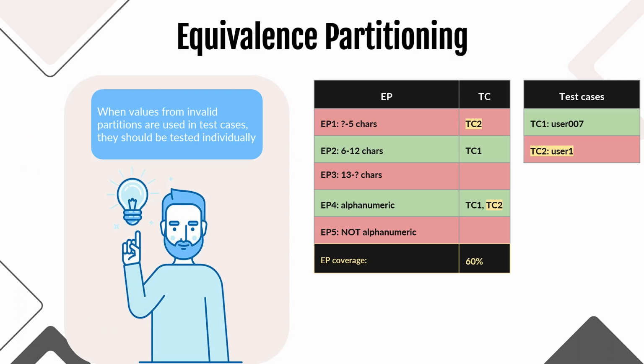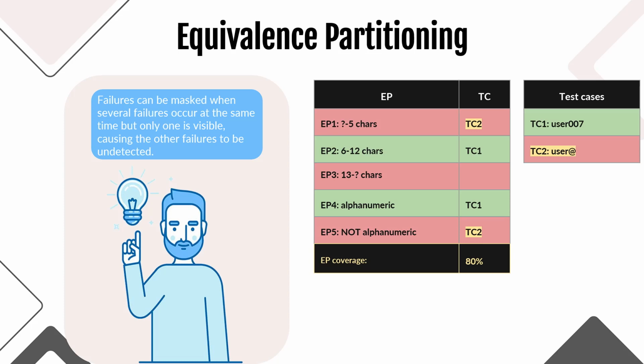This value will be less than 6 characters long, but it must also be alphanumeric. That is, the value is invalid for one equivalence partition set, but valid for another set. Because when values from invalid partitions are used in test cases, they should be tested individually. We cannot test two invalid equivalence partitions at once. The value cannot be non-alphanumeric and less than 6 characters at the same time. Failures can be masked when several failures occur at the same time, but only one is visible, causing the other failures to be undetected.